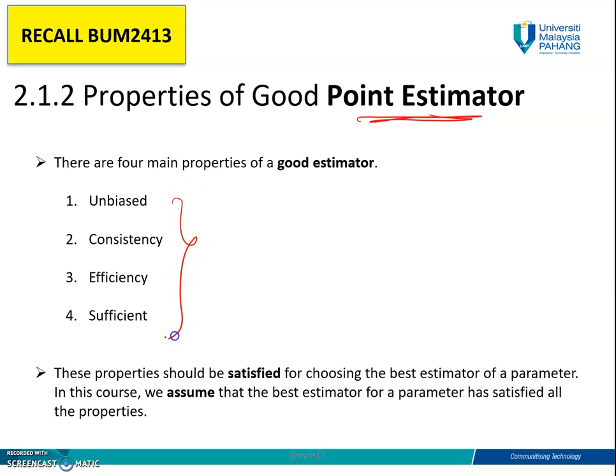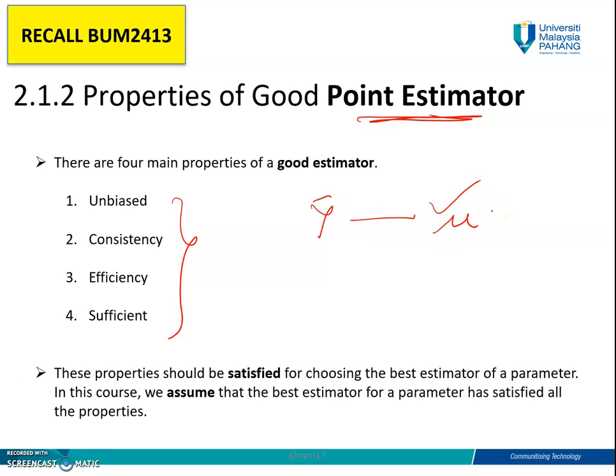So all this, before this you just know. But now you will check whether this x bar is unbiased or not, whether this x bar is consistent or not, whether this x bar is efficient or not, whether this x bar is sufficient or not. So if they have these 4 main characteristics, that means the y bar is a good estimator. By the theory, usually y bar is a good estimator for the mu.